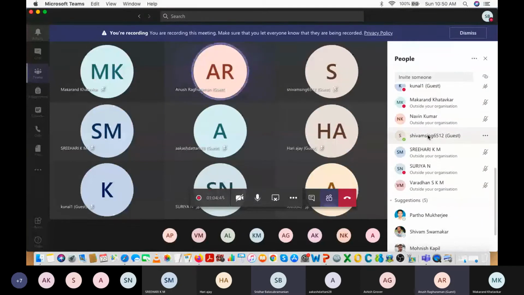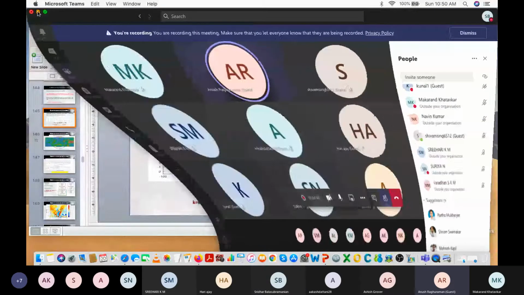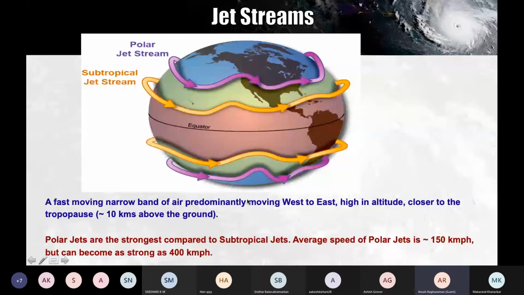Sir, one question, sir. Actually the models are showing that MJO is entering the Indian Ocean around the end of December. Would it impact the northeast monsoon, sir?